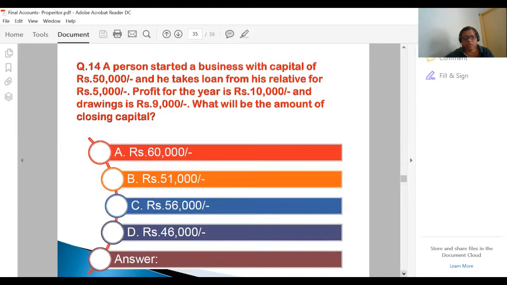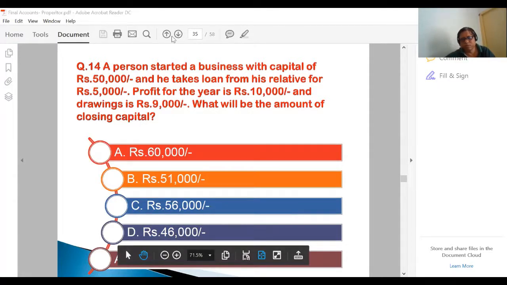Can you try this question? A person started a business with 50,000 and took a loan from a relative of 5,000, profit for the year 10,000, drawing 9,000. What is the closing capital? This comes under the business balance sheet equation. Very simple, very important. 2 mark question.